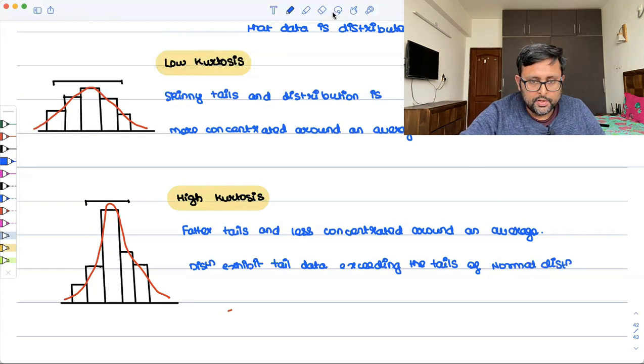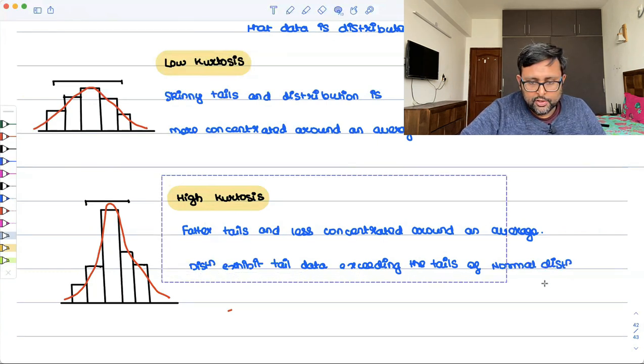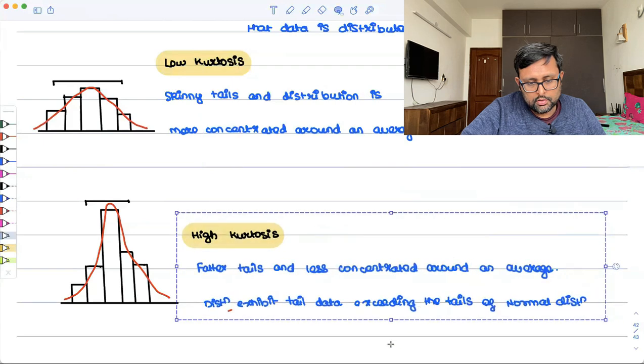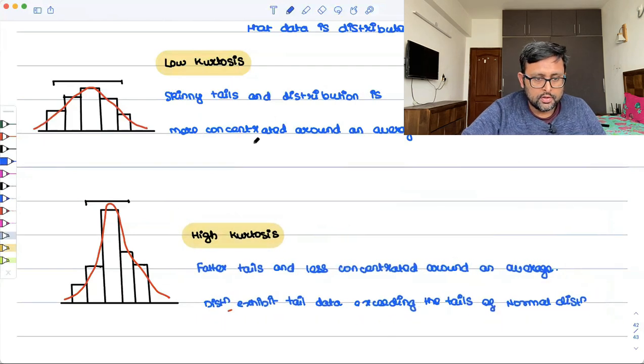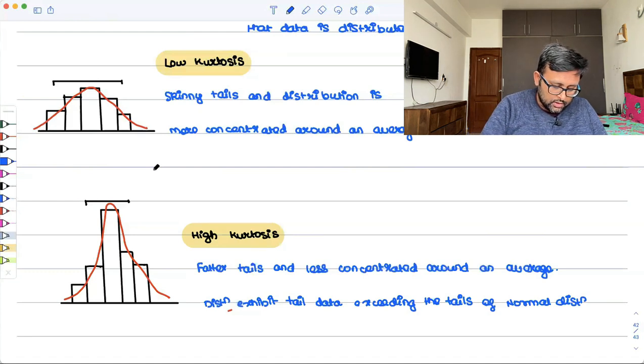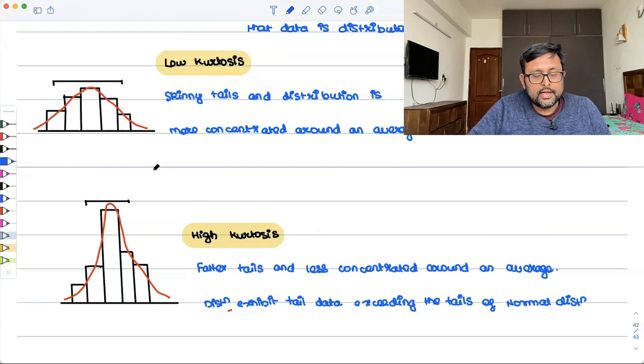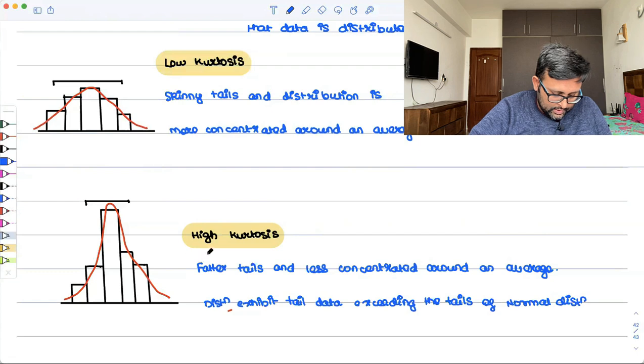The tails of normal distribution. And what about this guy? Your low kurtosis. Low kurtosis would be the case where the tail data being exhibited will show less tail data as compared to the tails of the normal distribution, right? So you have less data on tails. That means it has skinny tails.